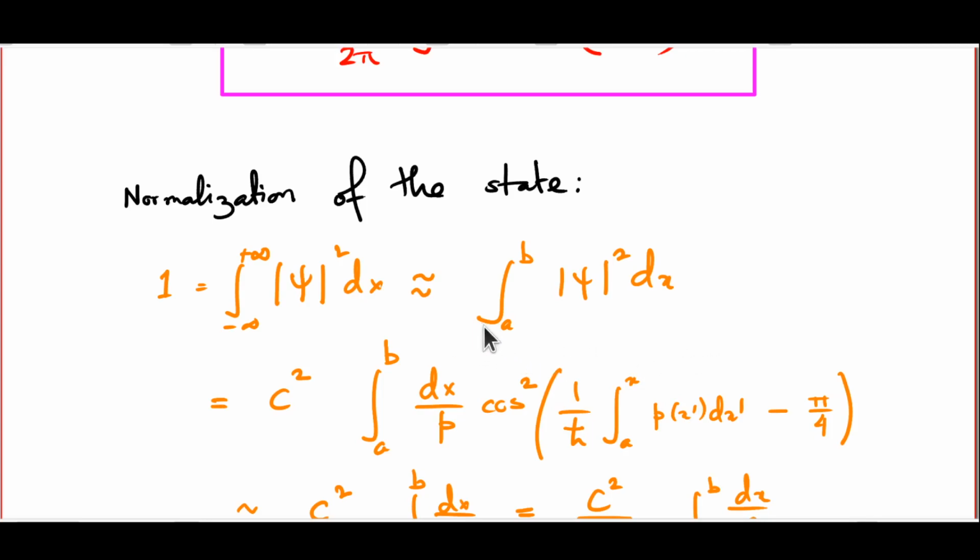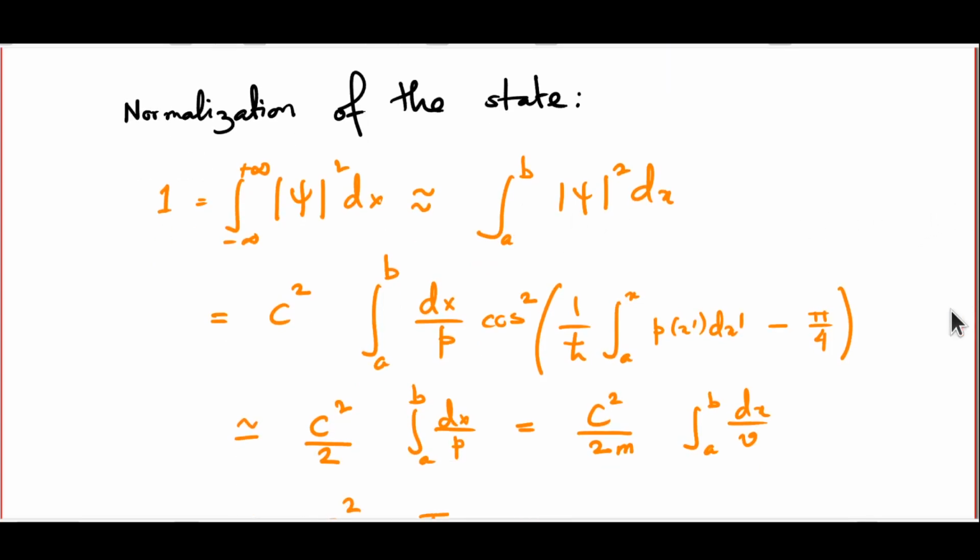What we end up with is approximately an integral of chi mod square from A to B, and if you use a WKB approximation in that interval, you get c square, c being the normalization constant, times dx by p. Remember, you had a 1 by root p in the WKB approximation. There is a square of that. You get a 1 by p times cosine square of this particular integral.